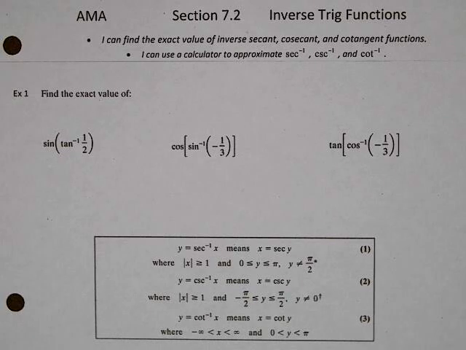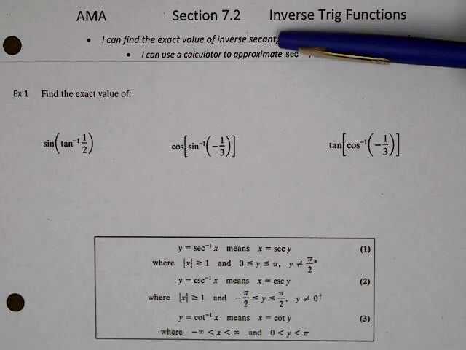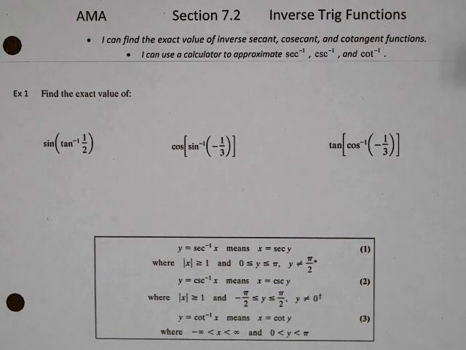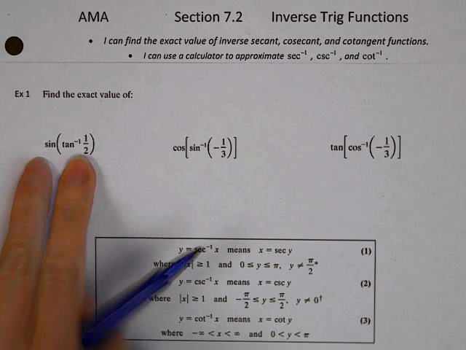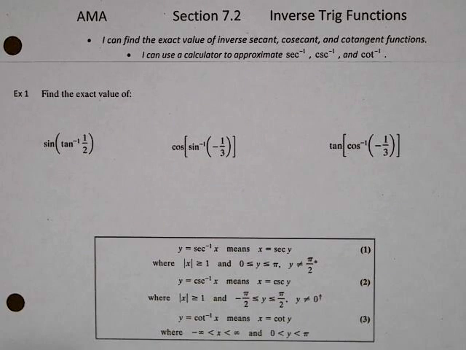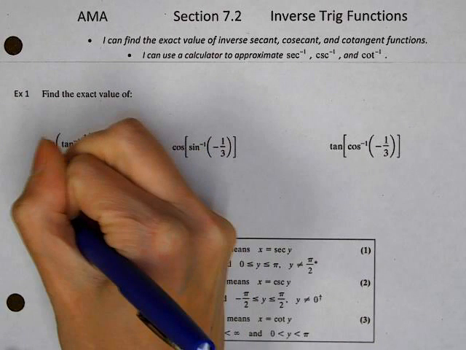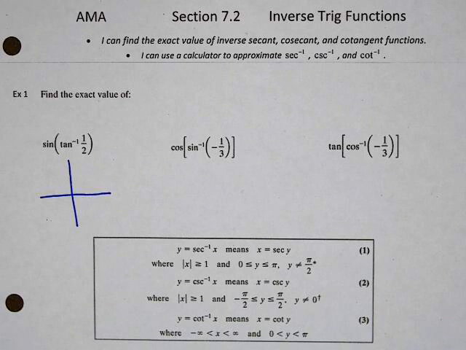Hi everybody, welcome to section 7.2, more on inverse trig functions, but today we might get into secant, cosecant, tangent, cotangent also. Okay, so let's find some exact values. So you can put your calculators away, and we're kind of doing like a double trig function here. So I'm going to start by drawing a picture, because that always helps me see what's going on.